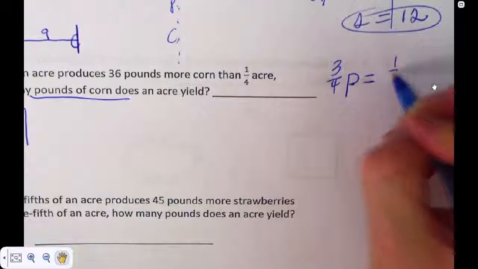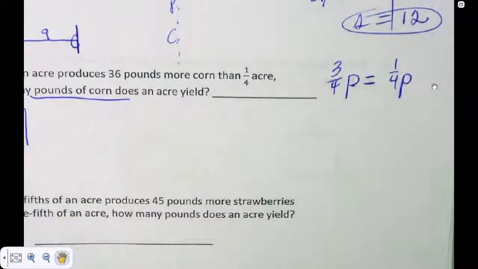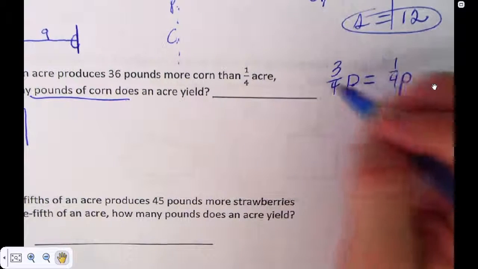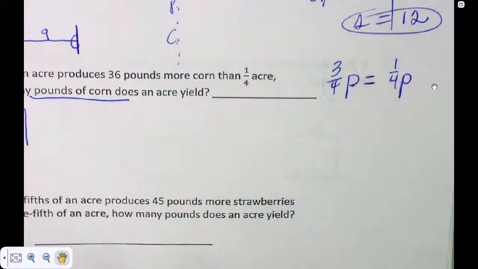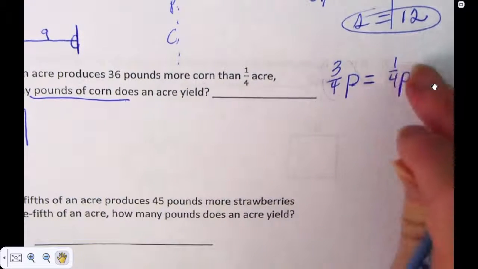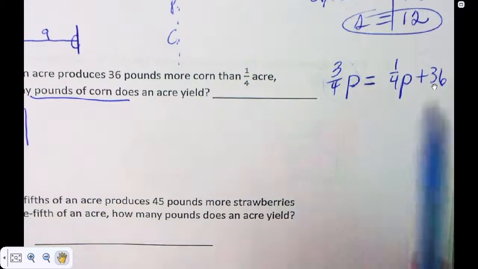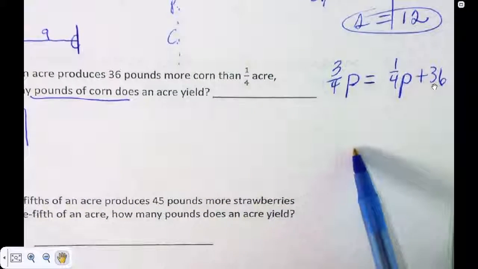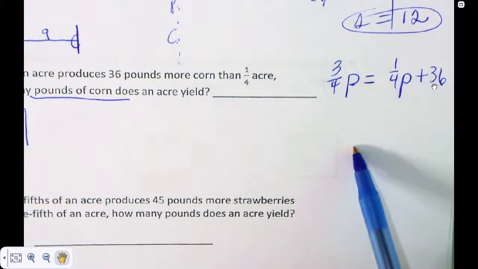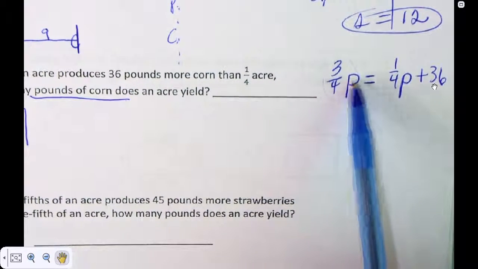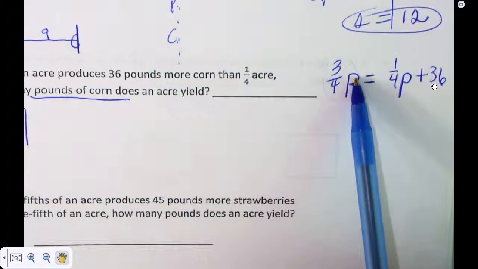And then if I put 1/4 P over here, they're not equal, are they? Because in 3/4 of an acre, you're going to get how many more pounds? 36. So I need to add 36 to this side. And once I find P, then I know how many pounds for 1 acre. So let's think a minute. If I know P, that's how many pounds for 1 acre.